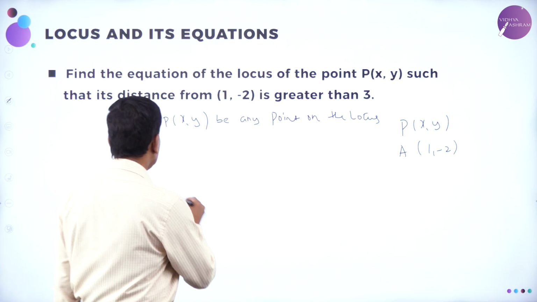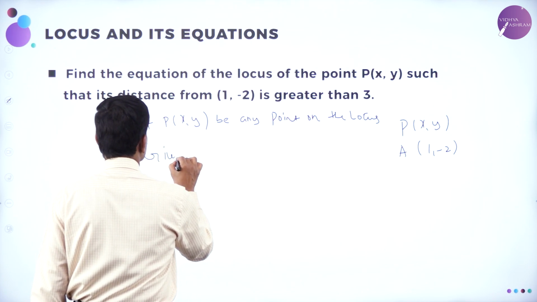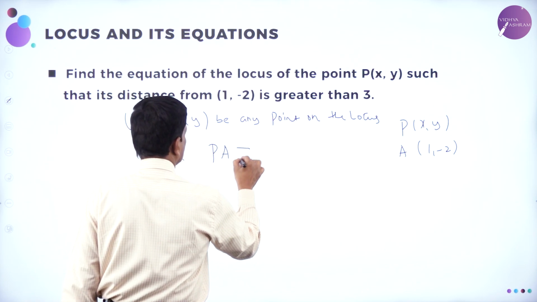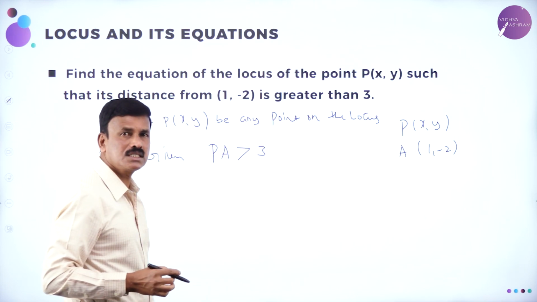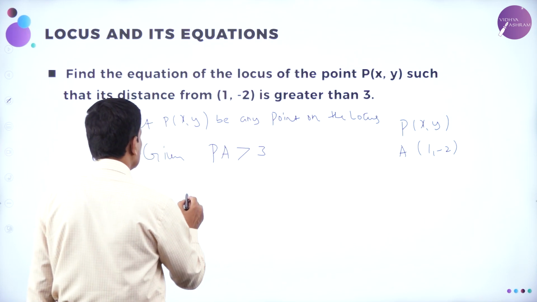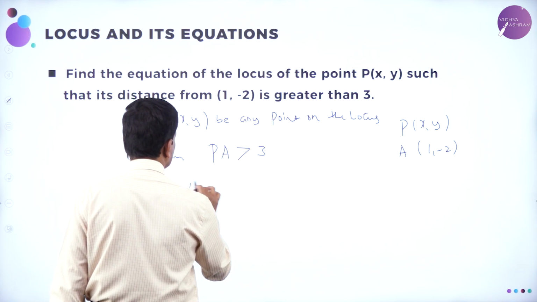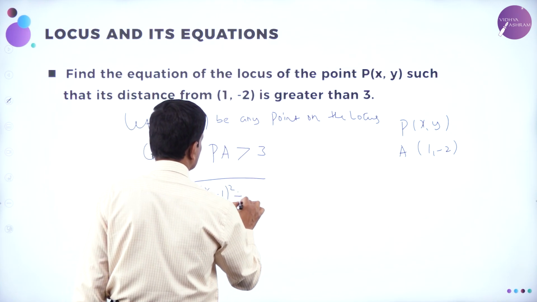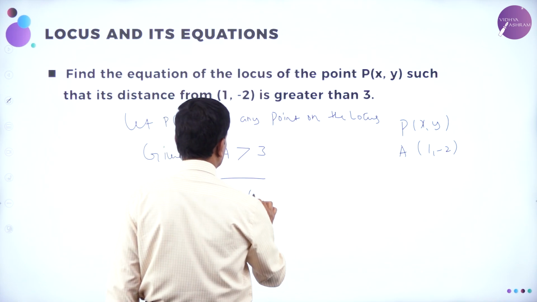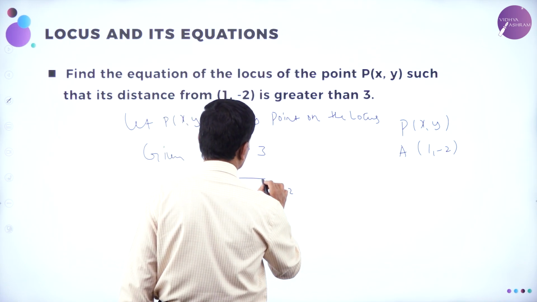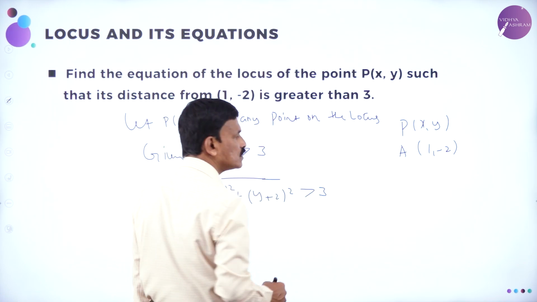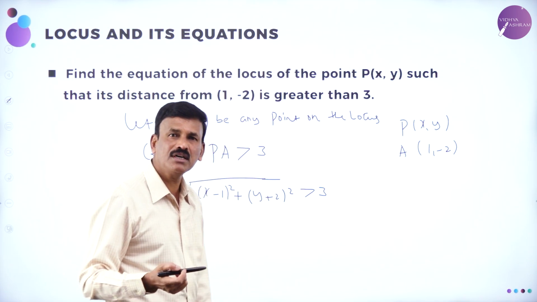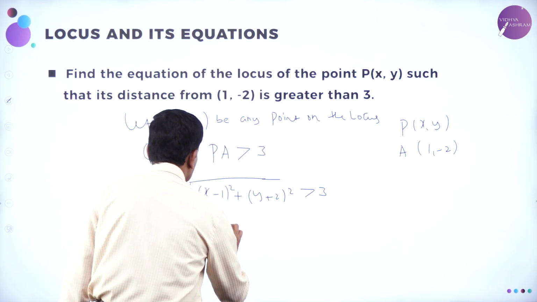Now what is given? Given that the distance from P to A is greater than 3. Now just write down the distance. What is the distance formula? Square root of (x minus 1) whole square plus (y plus 2) whole square is greater than 3. Right. Now squaring on both sides, as usual.